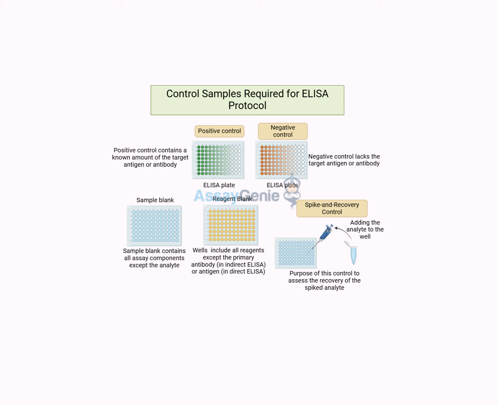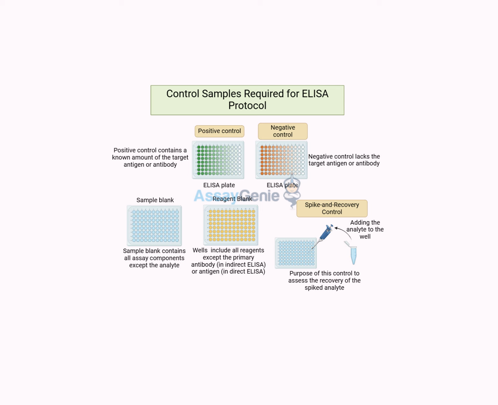Exactly. So you make a bunch of dilutions of a known sample, and you run them all through the ELISA. If everything's working right, you should see this nice proportional decrease in the signal as that concentration goes down. So it's like making sure the ELISA is playing by the rules across a whole range of concentrations.